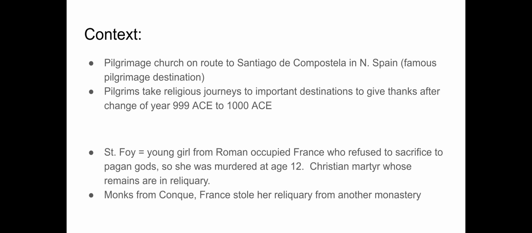Now, the second part of context has to do with who St. Foy is. Now, she was a young girl from the Roman time period before really Christianity was fully embraced. And she's in France, and it was a Roman-occupied France in her lifetime. And she refused, when asked, to sacrifice to the pagan gods like Neptune and Jupiter. And she was only 12 years old when she's asked to do this. And when she refuses, over and over, she then is killed for that refusal and for her Christian beliefs. So she is considered then a martyr. And a martyr definitely is someone who dies for their religious beliefs.